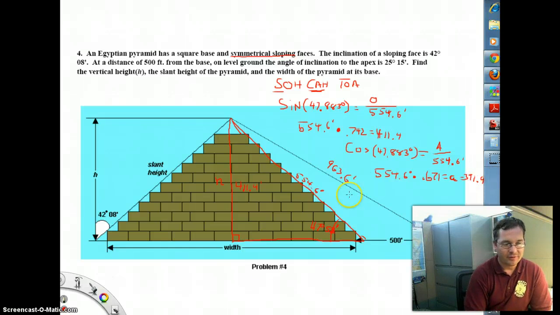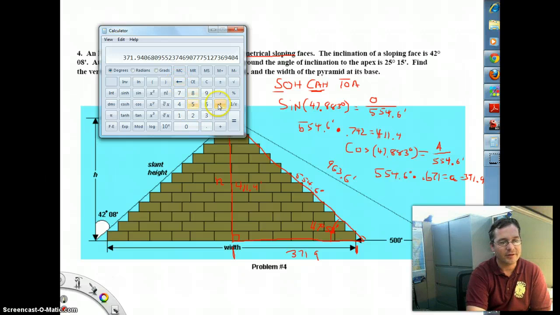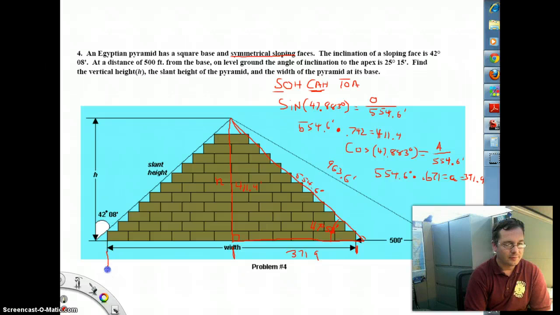Now, what you have to keep in mind is that's only half the width, right? That's only from here out to here, so 371.9. Of course, the way we get the entire width is we simply double that. And again, that's a product of the fact that this is a symmetrical pyramid. If you take away that symmetrical rule, a lot of these assumptions we're making fall apart. So, about 743.9 for the entire width.